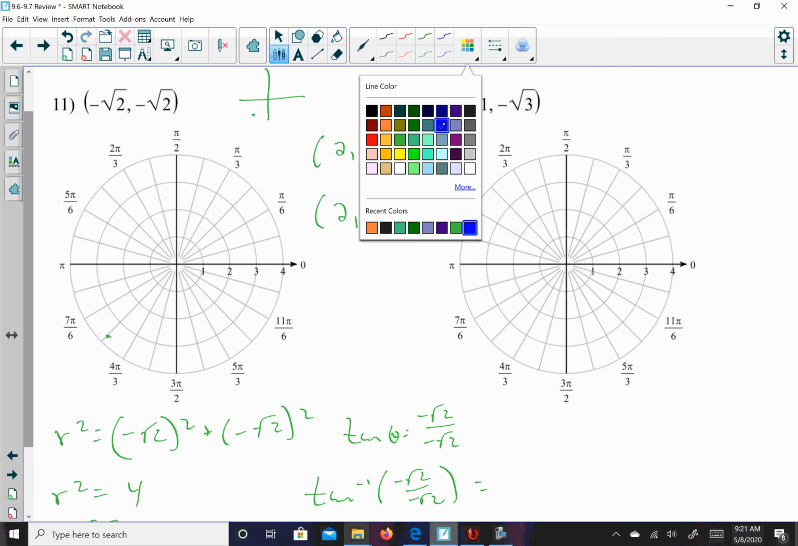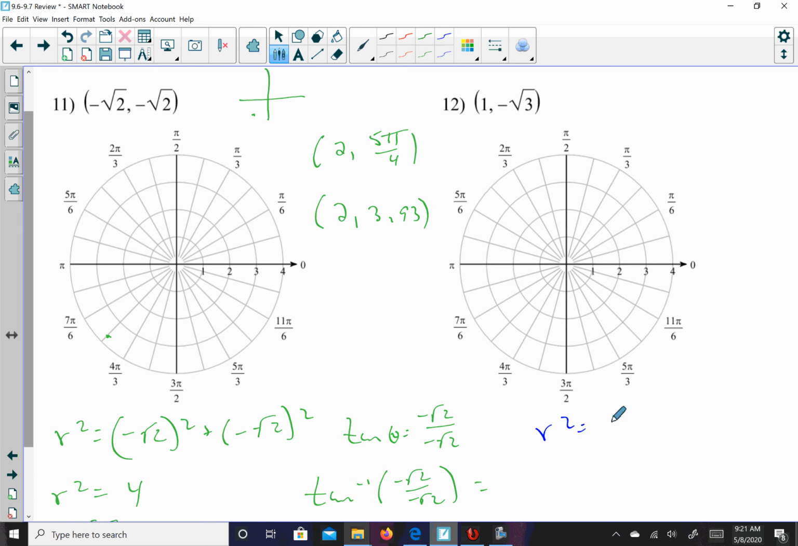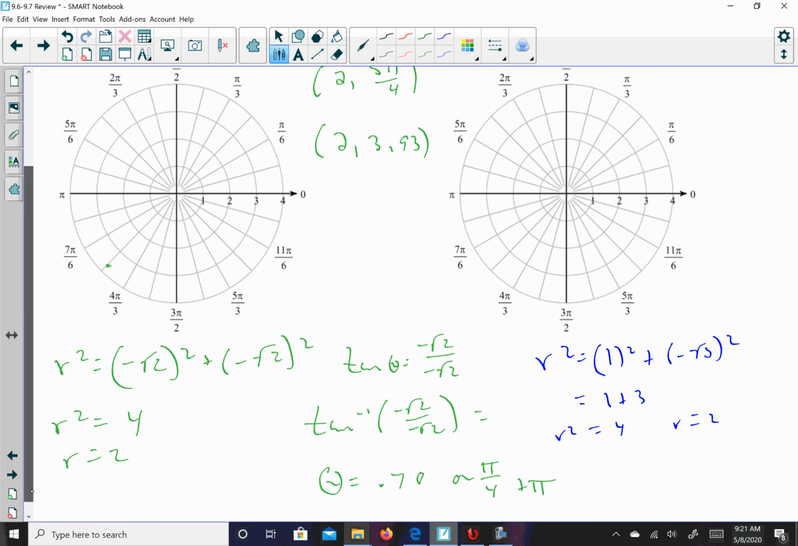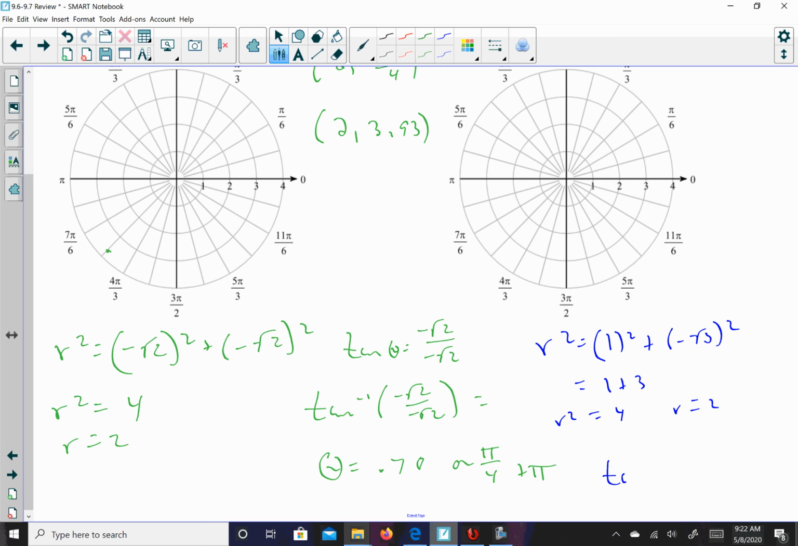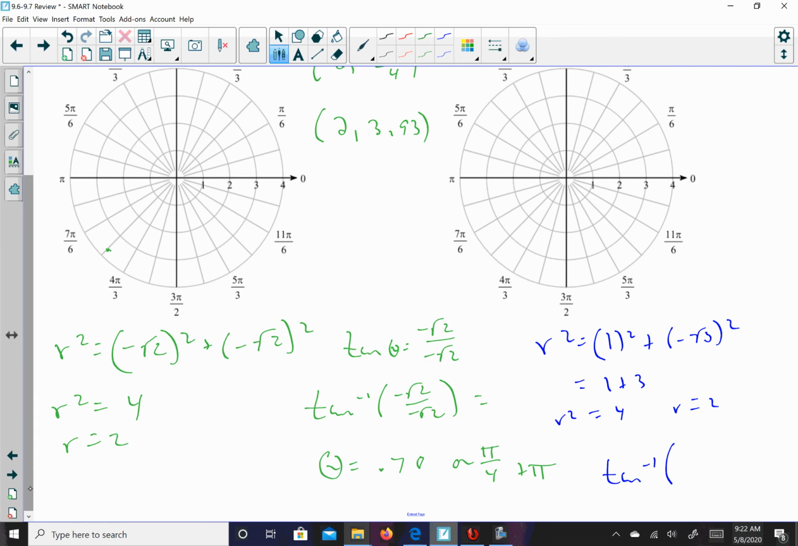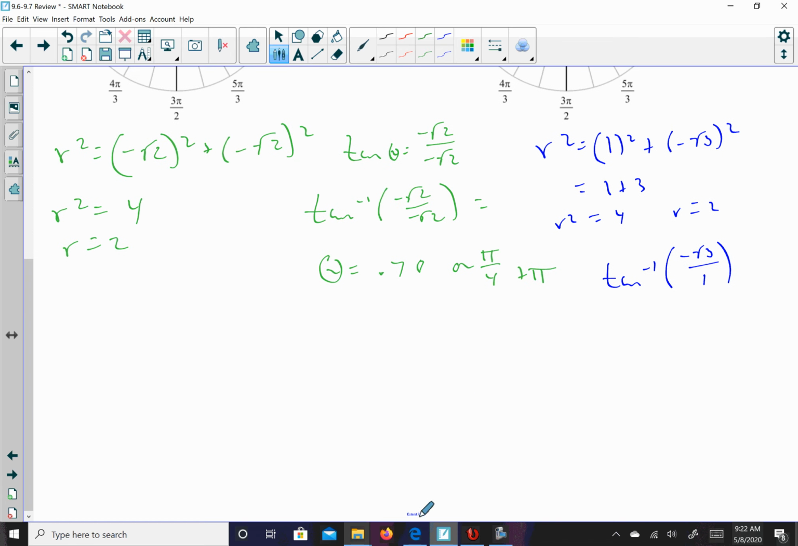I am saying r squared is equal to 1 squared plus a negative square root of 3 squared. So this will be 1 plus 3, so 4. So r is equal to 2. Then my inverse tangent, I'm going to skip to this inverse tangent right off the bat. And I'm doing my y, which is a negative square root of 3 over 1. And I believe that's going to be negative pi over 3.